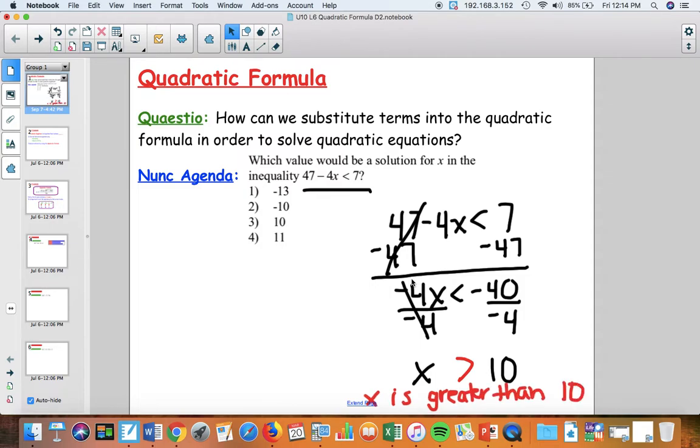10. Now, in the problem, it said which value would be a solution for x. So x has to be greater than 10. Here we have two negative numbers, so that really doesn't work out. Now, between 10 and 11, we don't have greater than or equal to 10. It just has to be greater than 10. So that's why 4 would be our answer here.